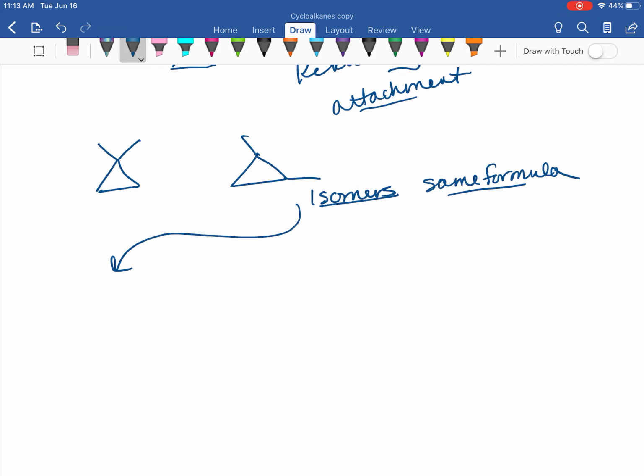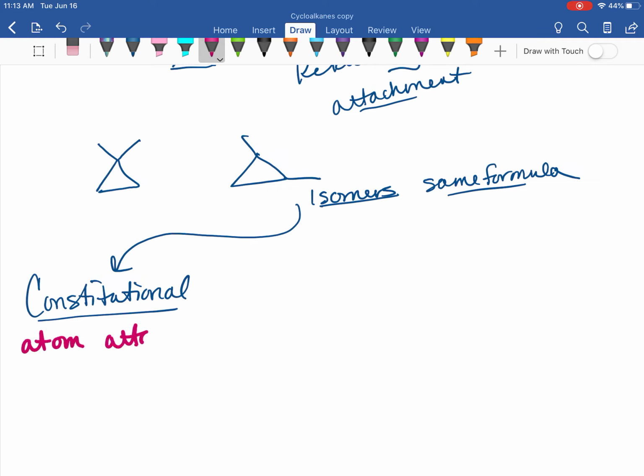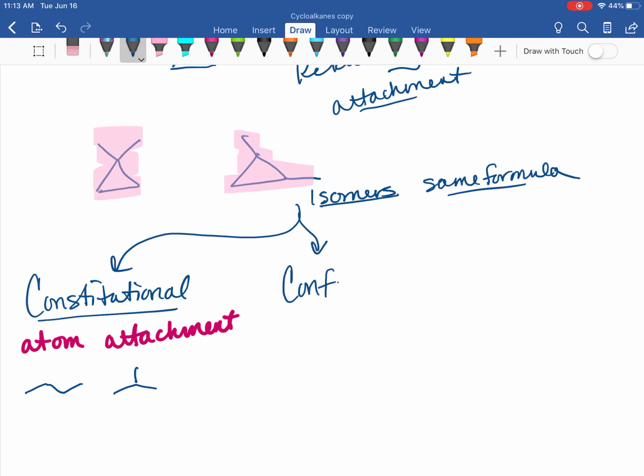Now we're going to get deeper. What we're looking at are constitutional isomers. That is literally atom attachment. They are attached differently. So these two examples right here, these are constitutional isomers. We also saw this with our butane and our methylpropane. These are constitutional isomers. And then in our last video, we learned a new isomer, conformational.